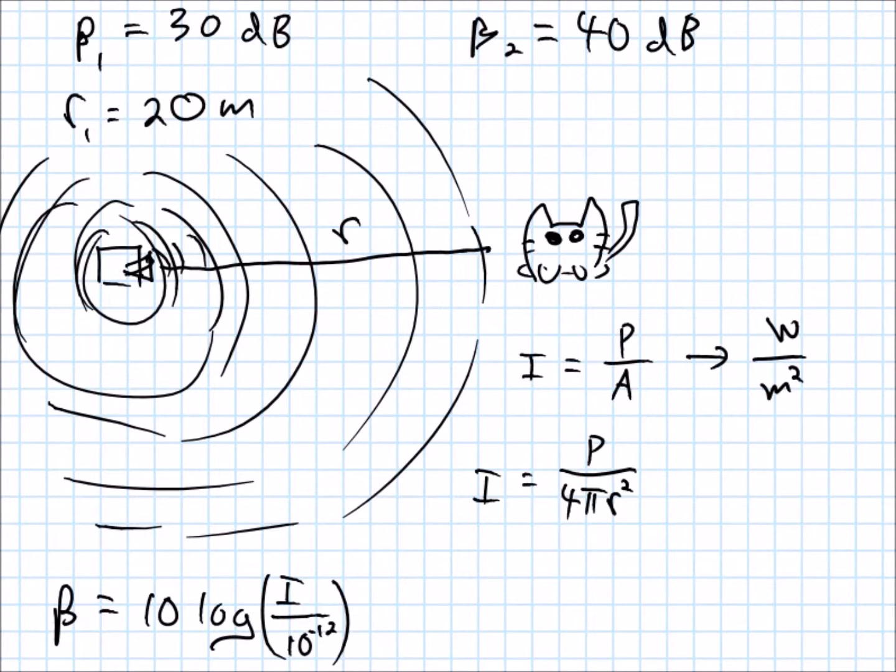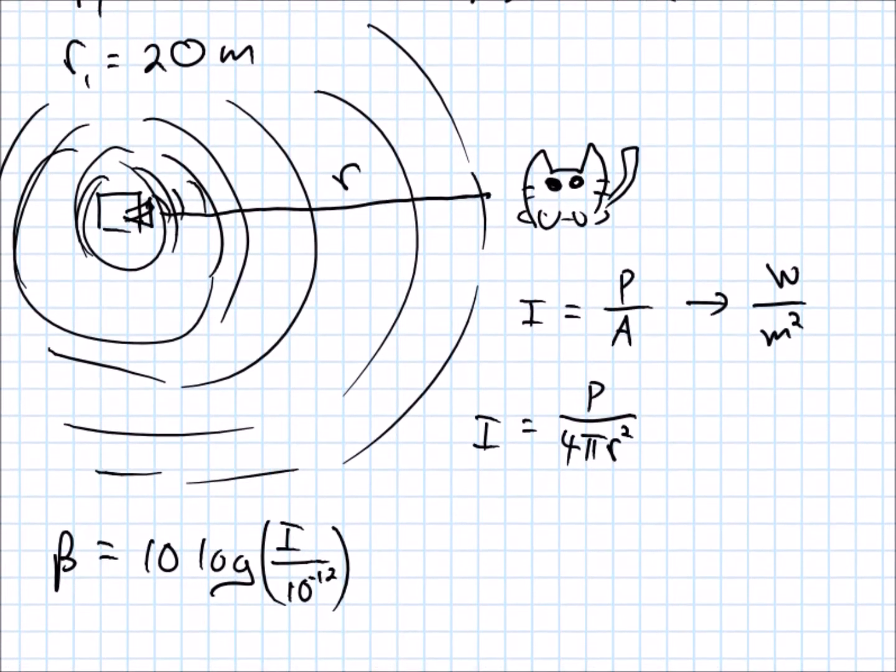The first thing I need to do is change the intensity level I was at, 30 decibels, into intensity in watts per meter squared so that I can manipulate it using the radius. In order to do that, we have to do a little bit of algebra. So I can divide over the 10: beta over 10 equals log of I over 10 to the negative 12.